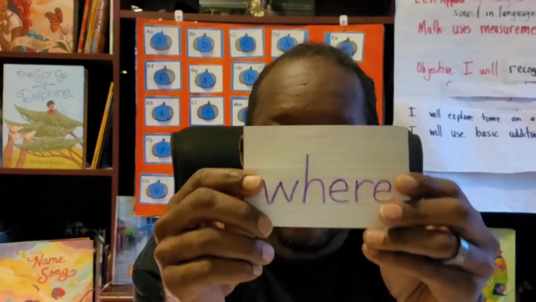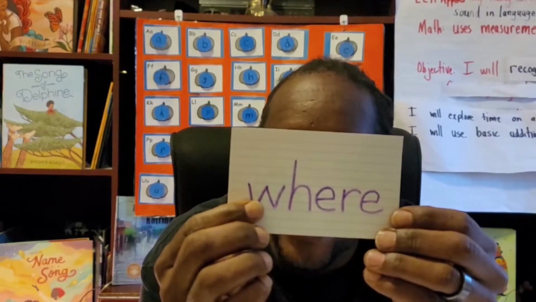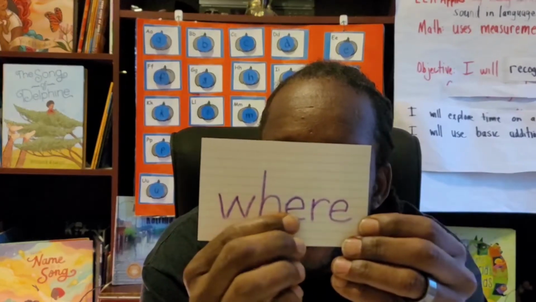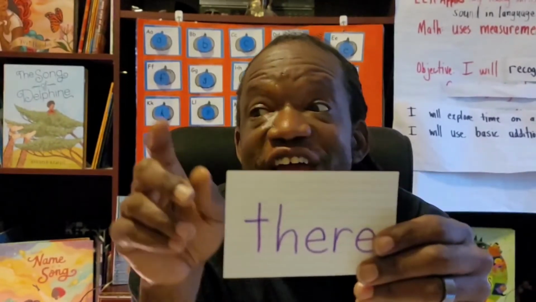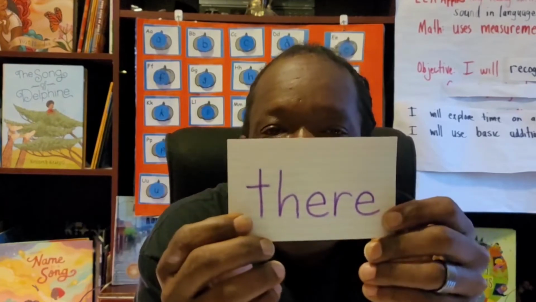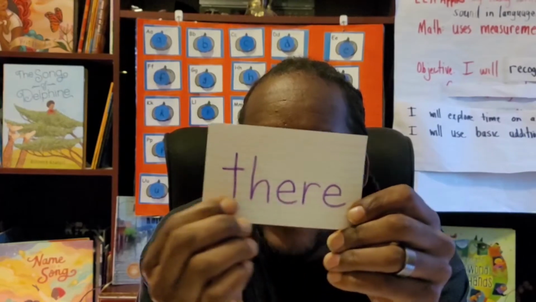And what word is this? Where. Let's spell where. W-H-E-R-E. Where. Where are you going for your birthday? Where in the world is the money? I don't know. Where in the world is all the money? I don't have it. Where and there it is. There's all the money. Let's spell there. T-H-E-R-E. There.